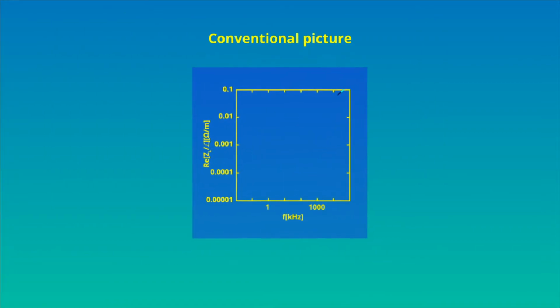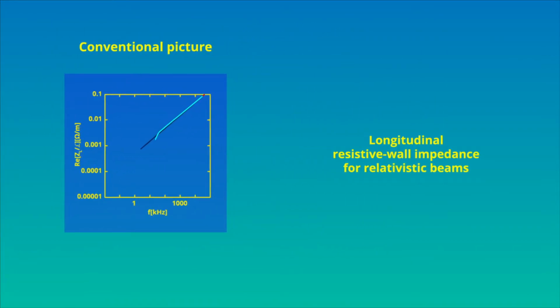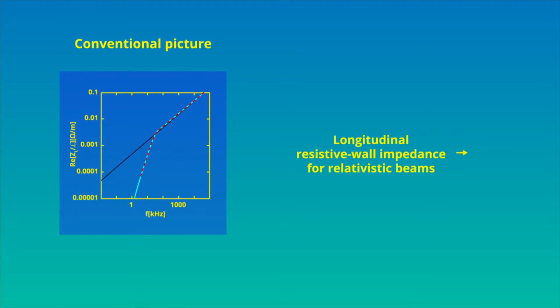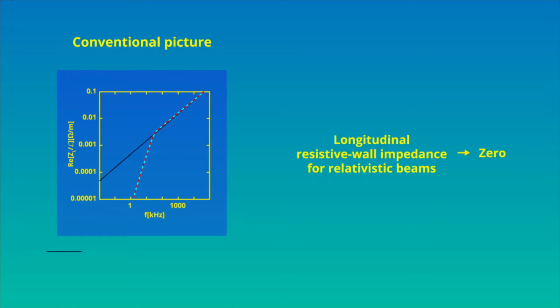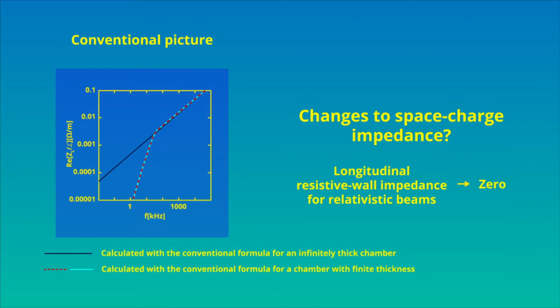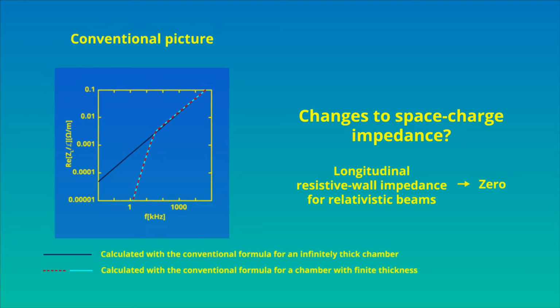In the conventional picture, the longitudinal resistive wall impedance for relativistic beams monotonically approaches zero for an extremely thin chamber, whereas it is unclear what principle makes the space charge impedance modified accordingly.